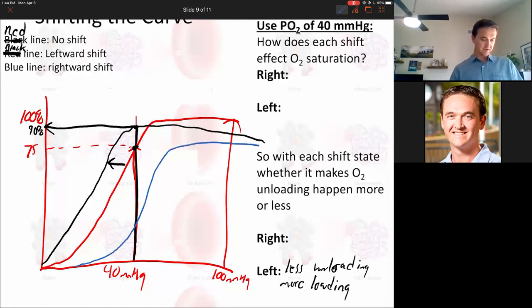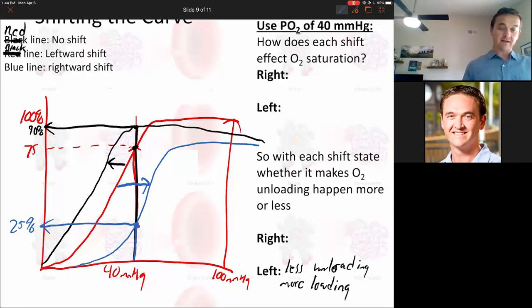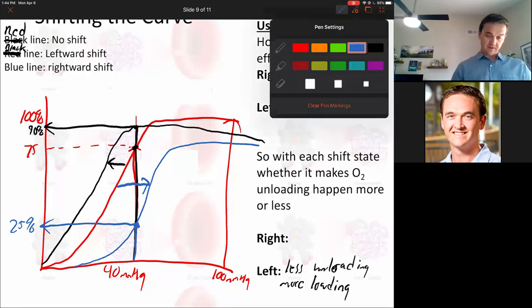Okay, so that rightward shift now. We're moving from red, which is normal, to blue, a rightward shift. So what do we see now for 40 millimeters of mercury? Here at 40 millimeters of mercury, we go over to about 25% saturated. Okay, and let me go ahead and put my color back.